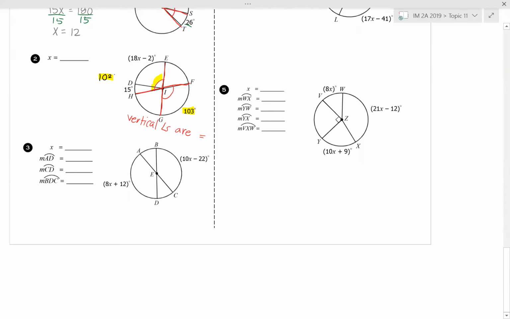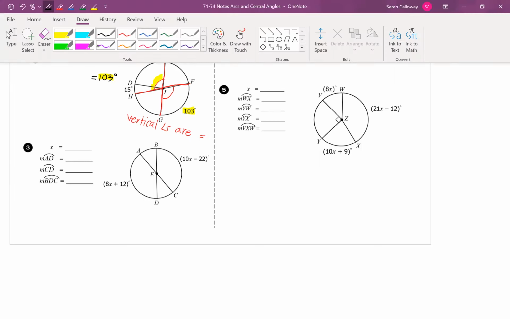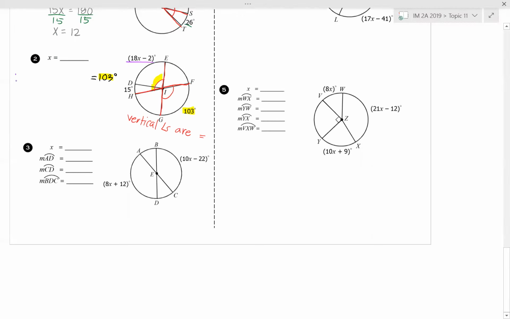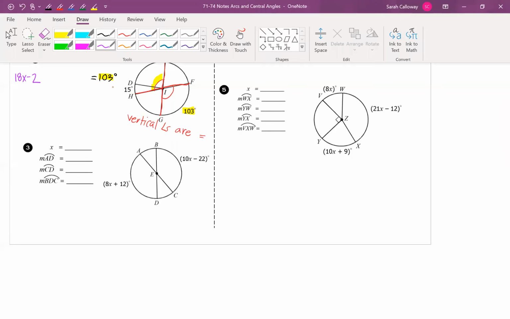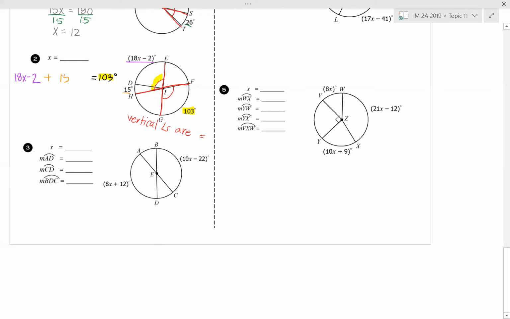So what I can do is add those together, but this time I'm going to set it equal to 103. So I'm going to take 18x minus 2 and add that with 15, and I know that must be equal to 103. If I combine like terms, 18x minus 2 plus 15, I can combine these two numbers. That's going to give us 18x plus 13 is equal to 103.